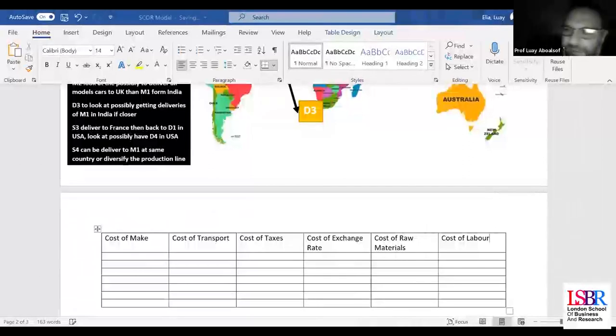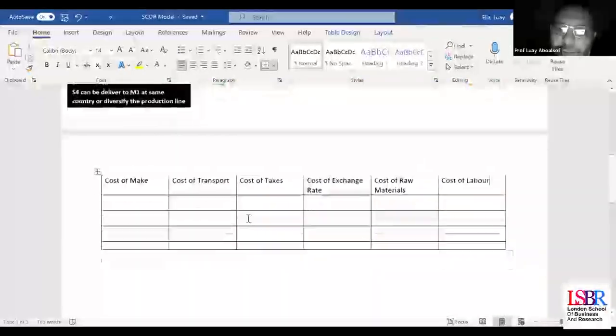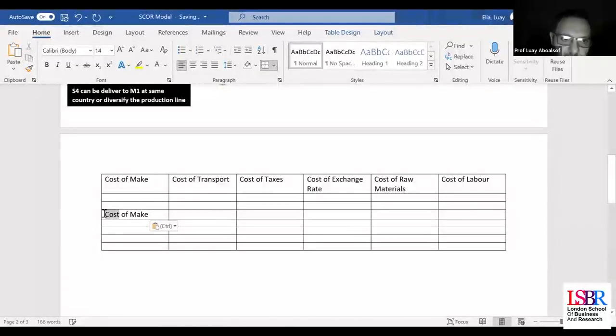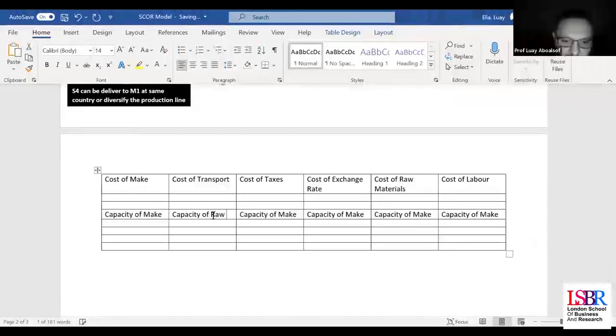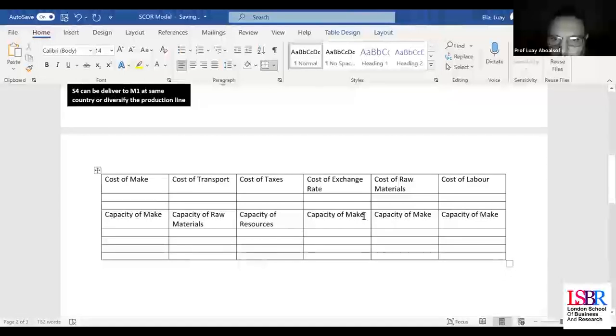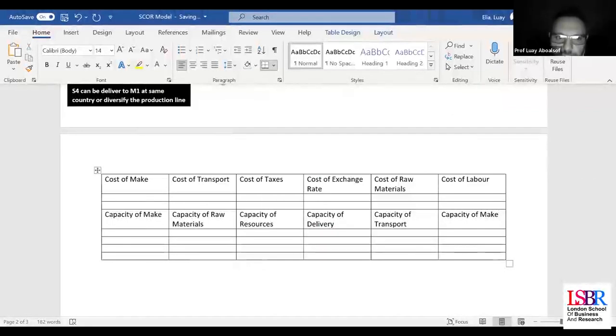You're absolutely right there, Benjamin. But then when you do this, after you do the global process mapping, you just don't go straight away and say, I will run a cost and efficiency model. Now, this is just the cost. After that, you're going to start doing availability or capacity. Capacity of make, capacity of raw materials, capacity of resources, capacity of delivery, capacity of transport, capacity of warehouse.